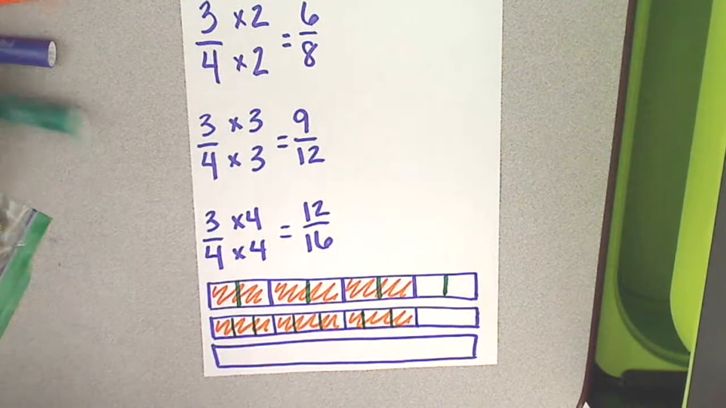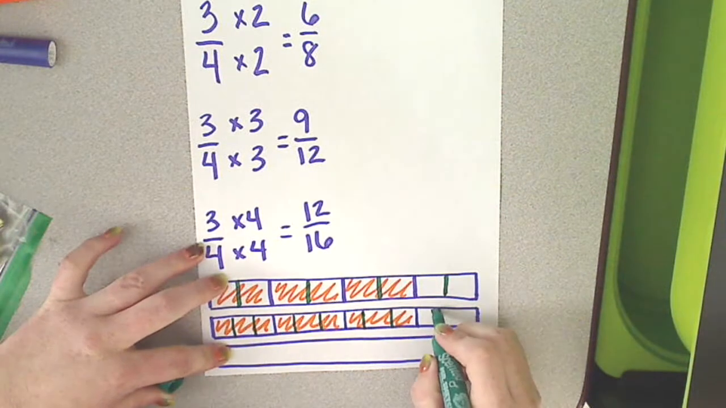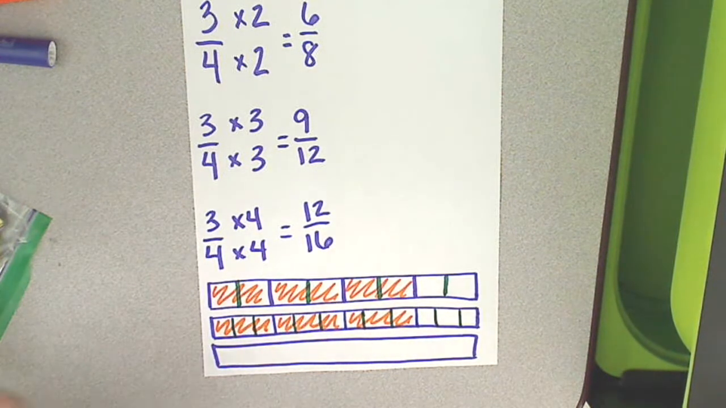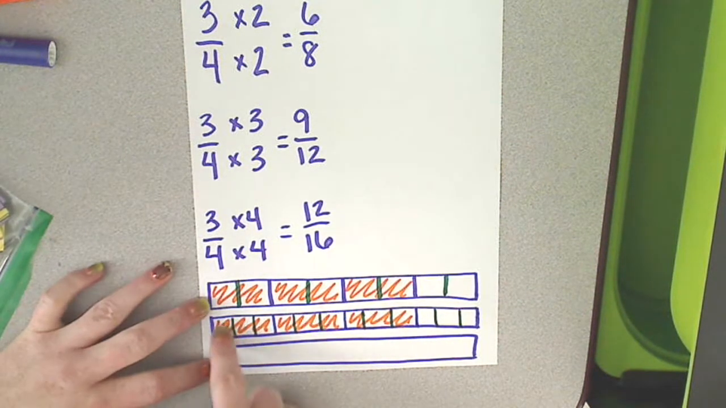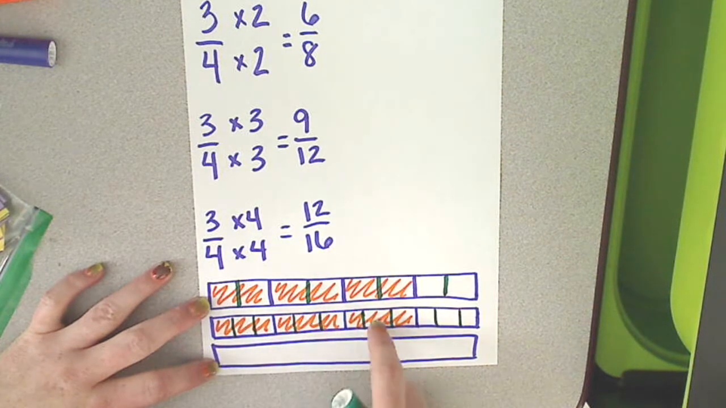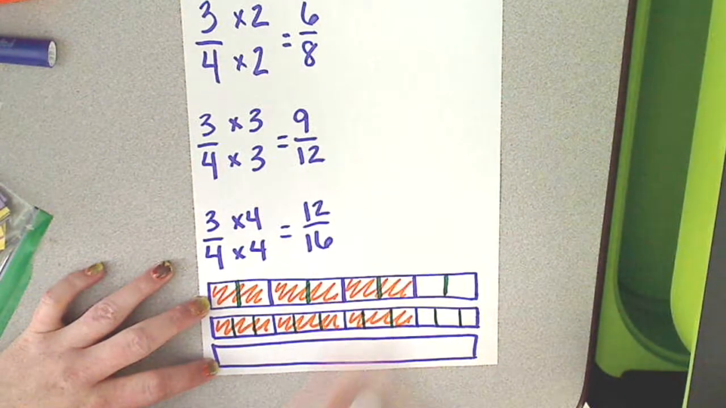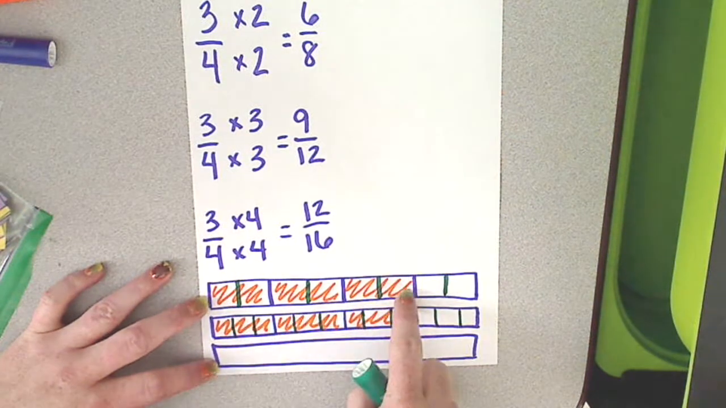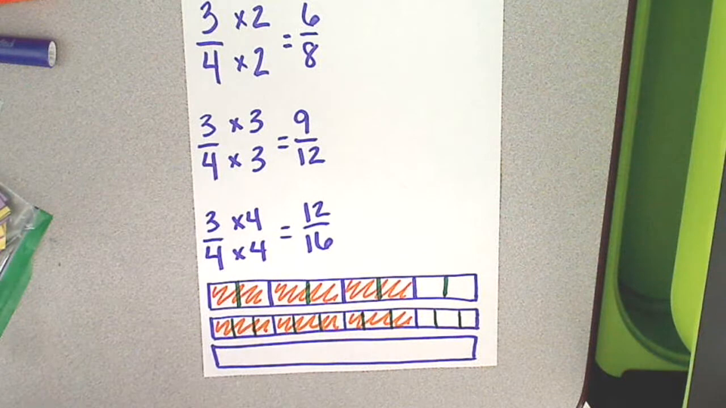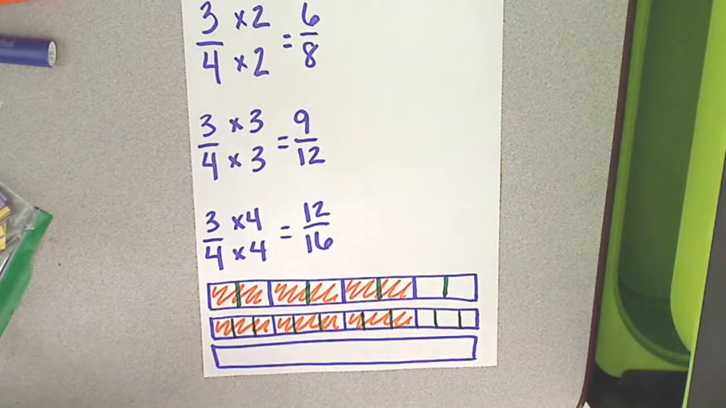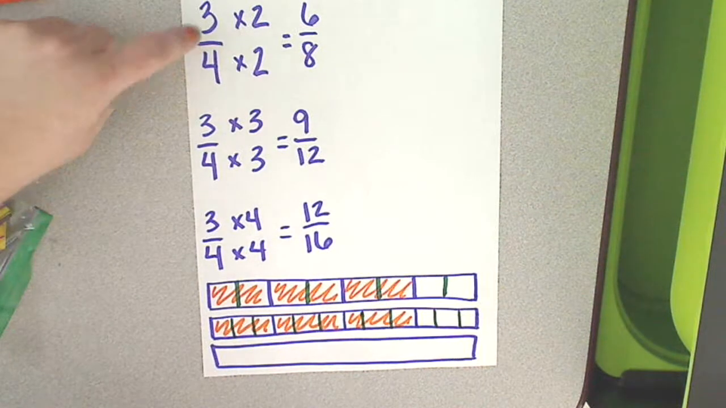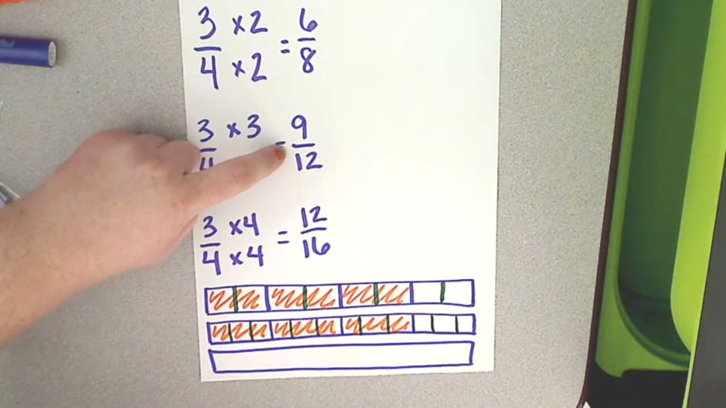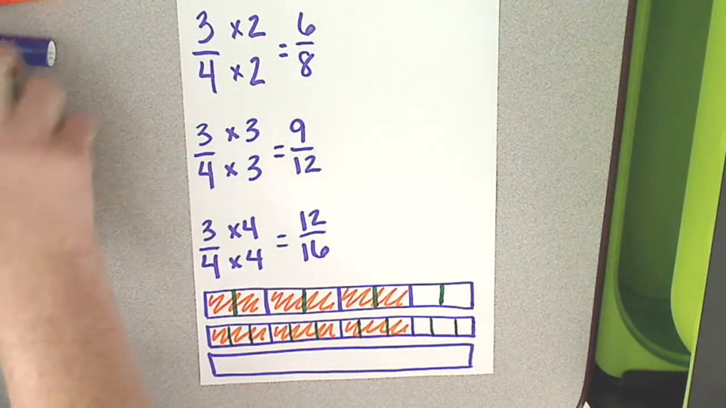So now we have created a new equivalent fraction. We have 1, 2, 3, 4, 5, 6, 7, 8, 9 pieces shaded out of 10, 11, 12 total. But look at this. It's still equal. They're still equivalent. We've now proven that 3/4 is equivalent to 6/8, which is also equivalent to 9/12. So let's take a look at our last one.